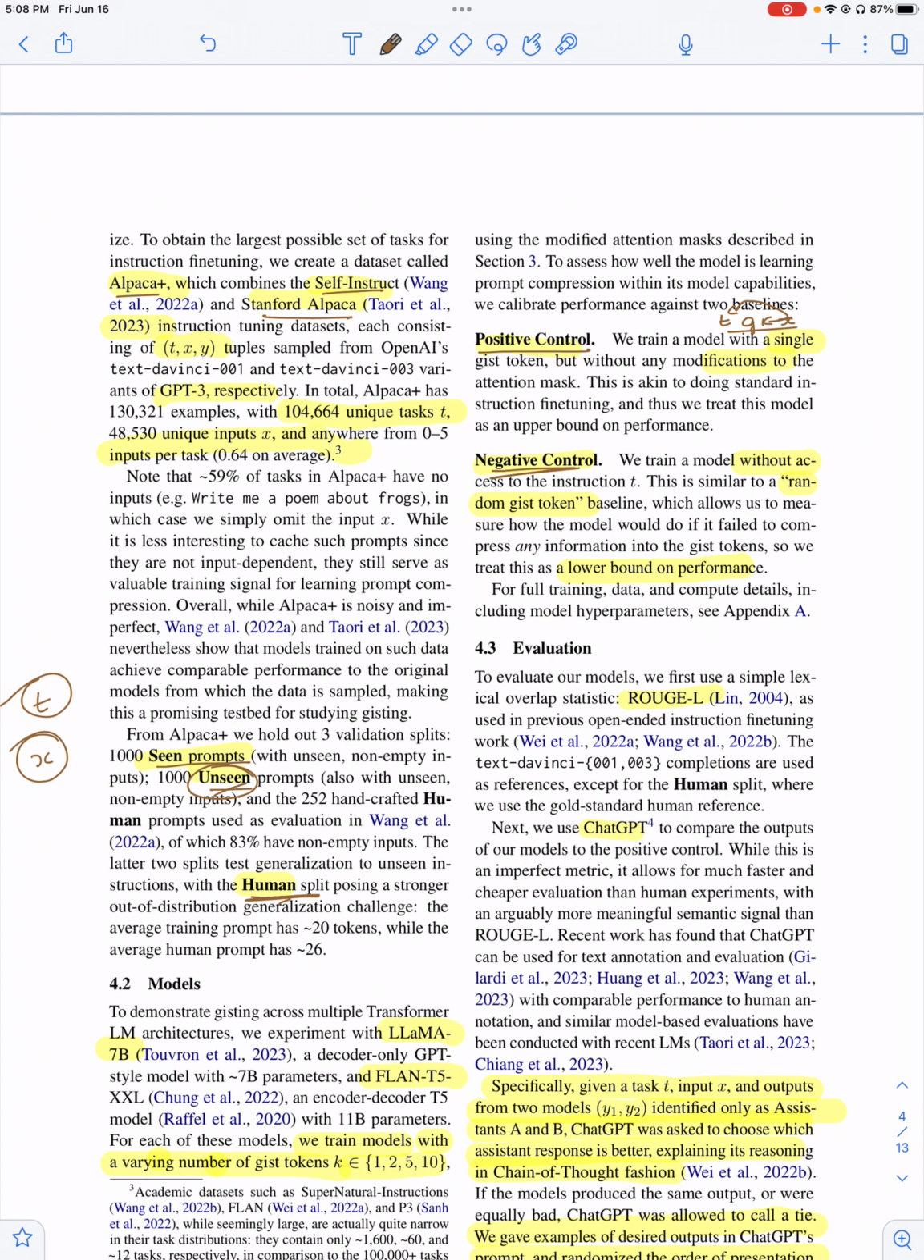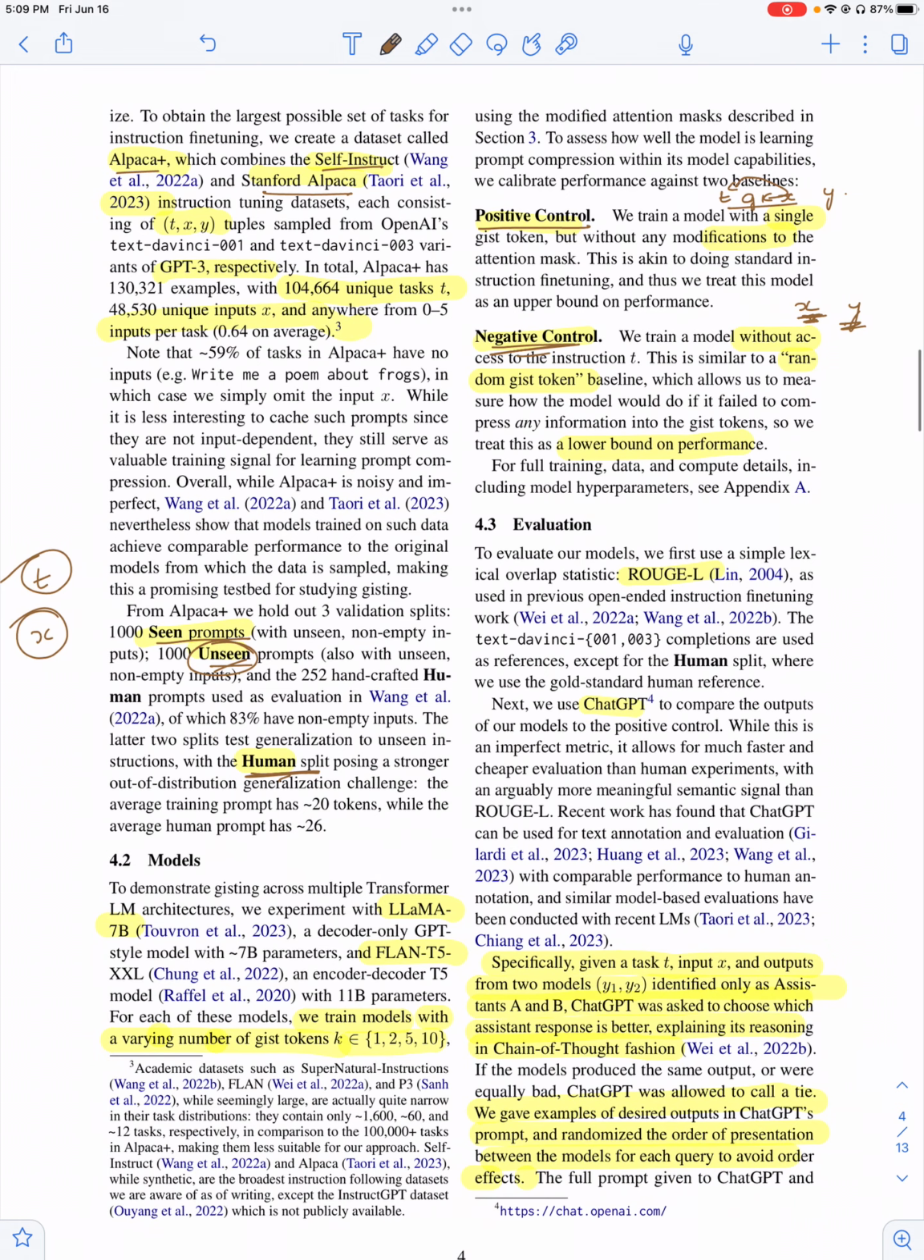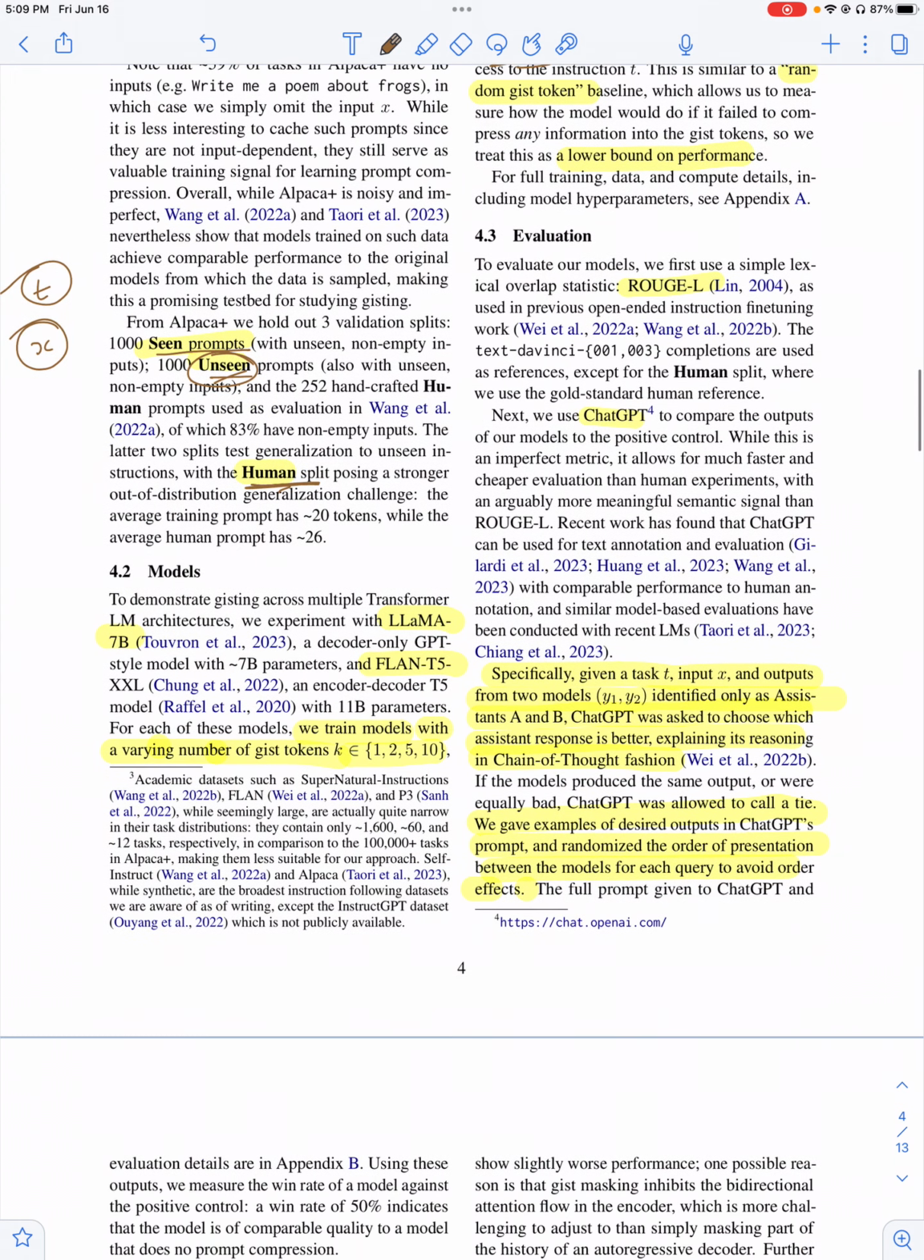The negative control is when you remove any of the prompt tokens and you only have the input. This is like the model has to figure out what has to be done, right? A model which is trained like this, you're also obviously going to provide the output Y for this. So here the model is just going to look at the input and the output and figure out what it has to do. So that's the lower bound of how bad the model can go.